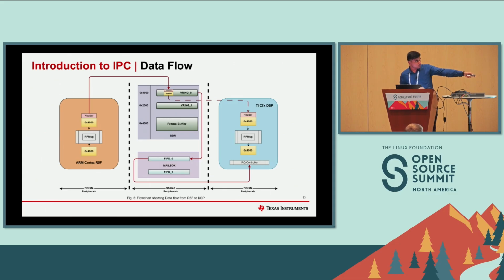Each of the processors would have its own RPMsg implementation, and those are private peripherals. In the shared peripherals, you would have a DDR, like this is system memory, and it would have some sort of mailbox for interrupts. Each pair of processors for IPC would have 2 V-rings. One would be the V-ring that is used as a TX of this processor, and would be used as a RX of the other processor, and vice versa.